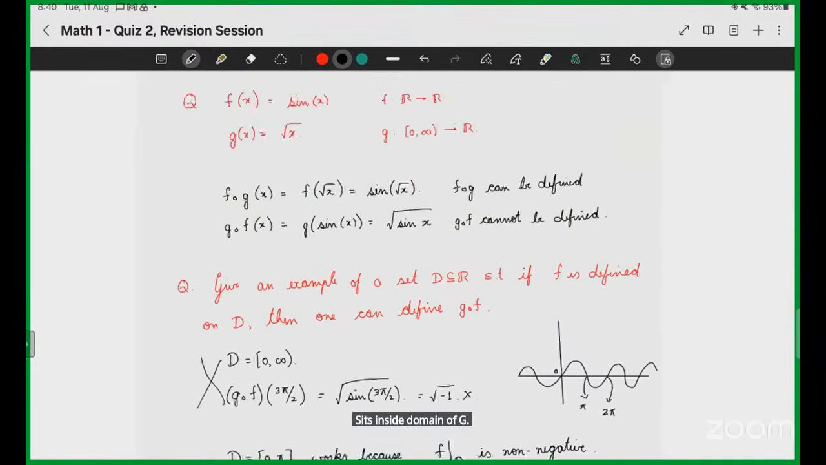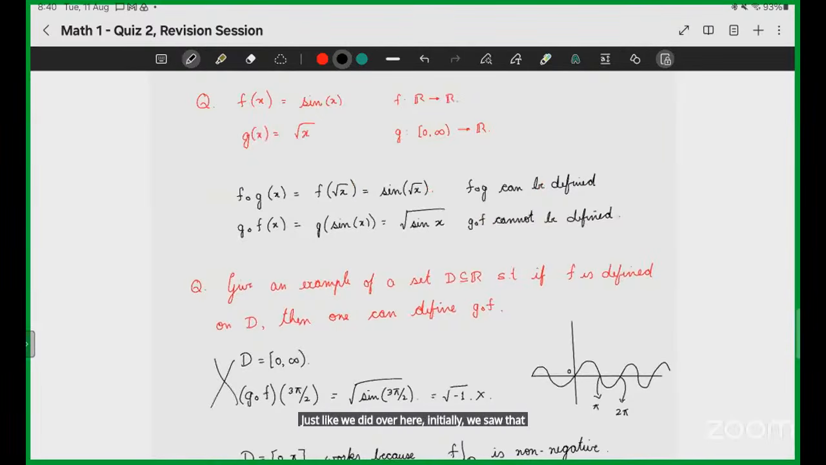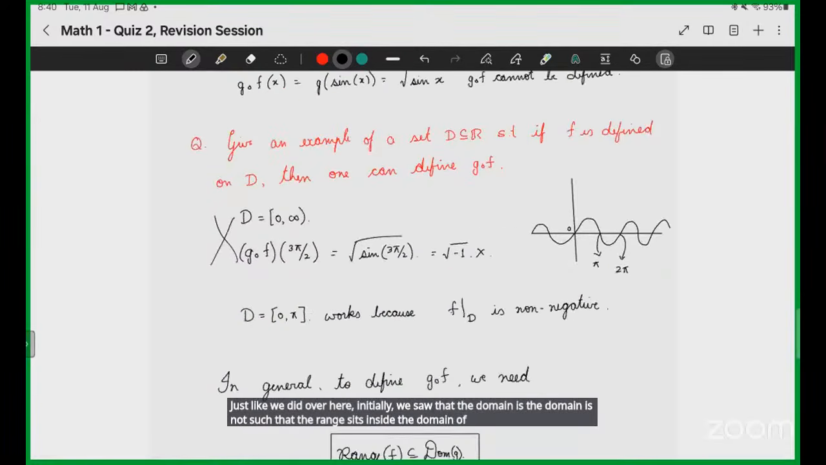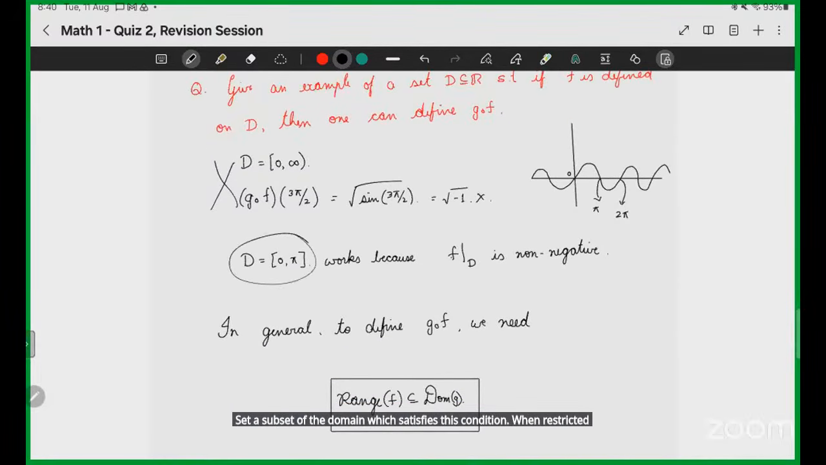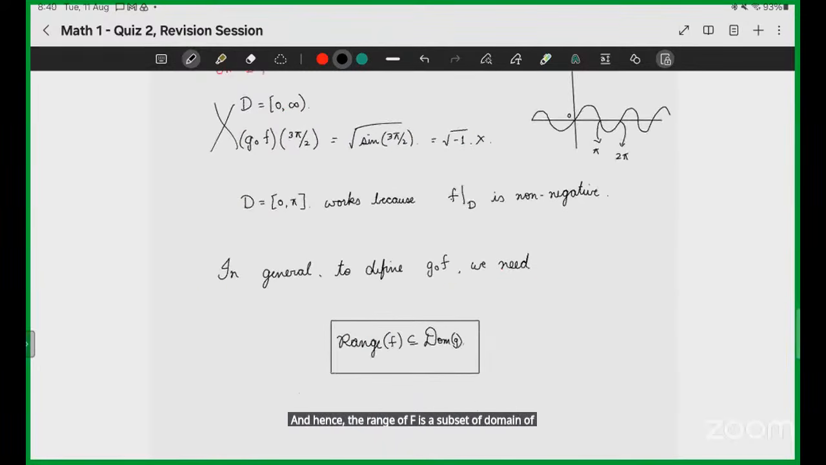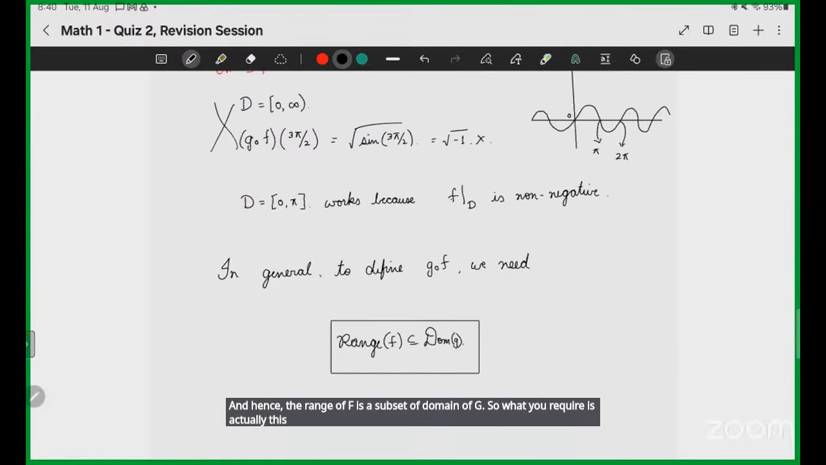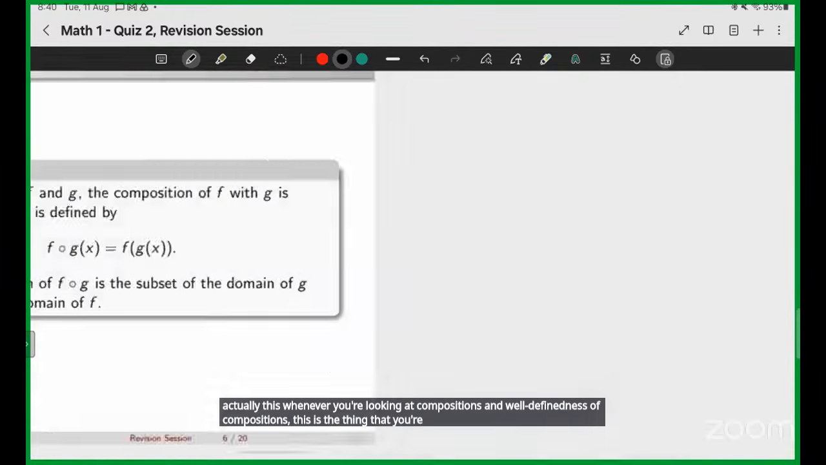You find the domain such that the range sits inside the domain of g, just like we did over here. Initially, we saw that the domain is not such that the range sits inside the domain of g. So we took a smaller set, a subset of the domain, which satisfies this condition. When restricted to D, the range of f is 0 to 1, both of them included, and hence the range of f is a subset of the domain of g. So what you require is actually this. Whenever you're looking at compositions and well-definedness of compositions, this is the thing that you're going for. All right.